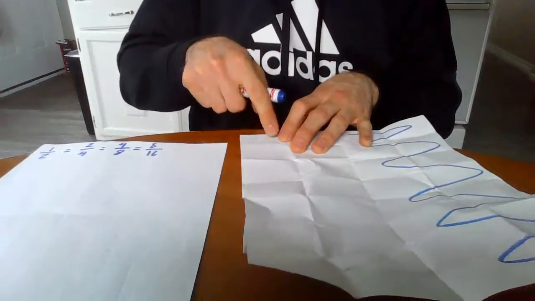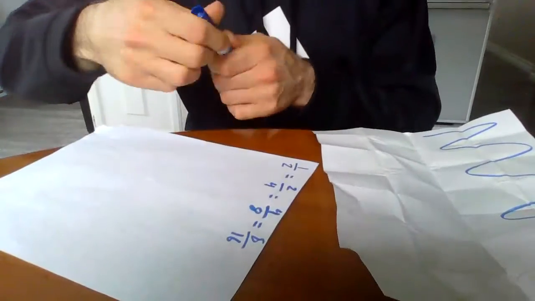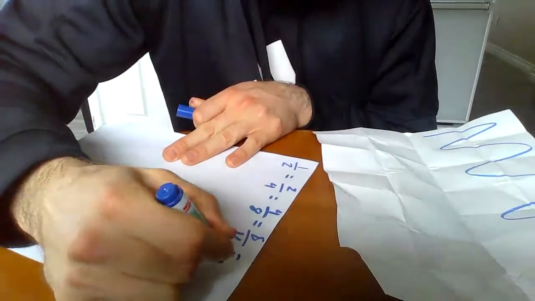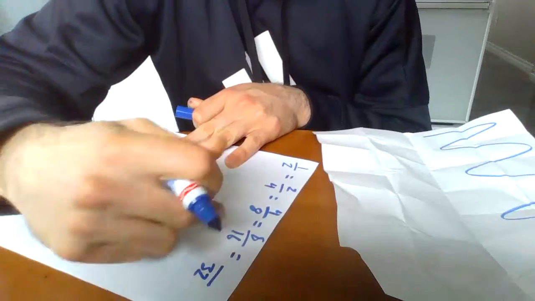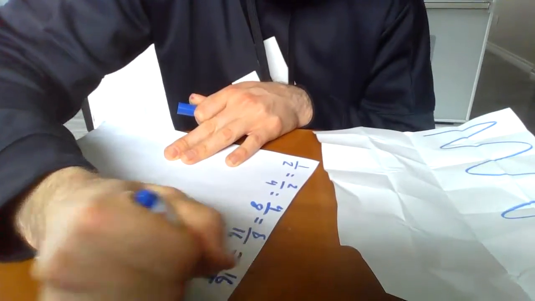Let's see what we have. 1, 2, 3, 4 by 1, 2, 3, 4, 5, 6, 7, 8. What's 4 times 8? Right. So 8 over 16 is equivalent. We have 32 parts. Okay, 32 pieces, and it's actually 16.